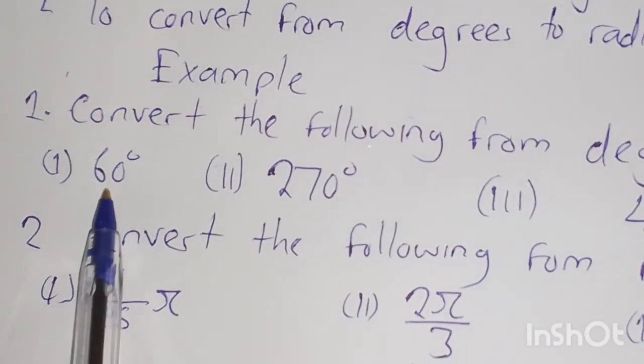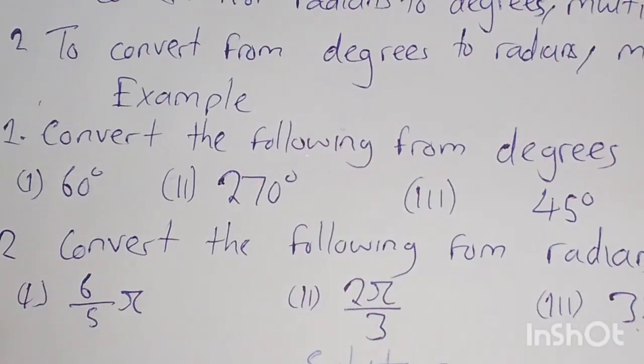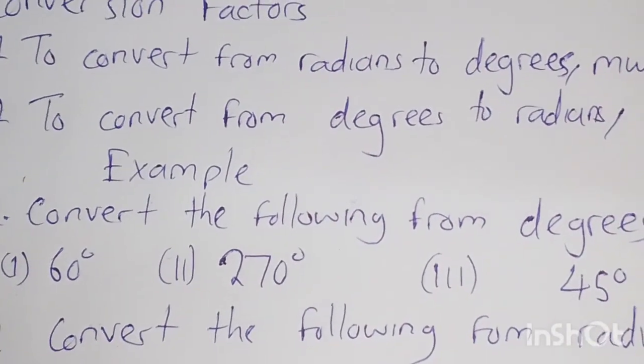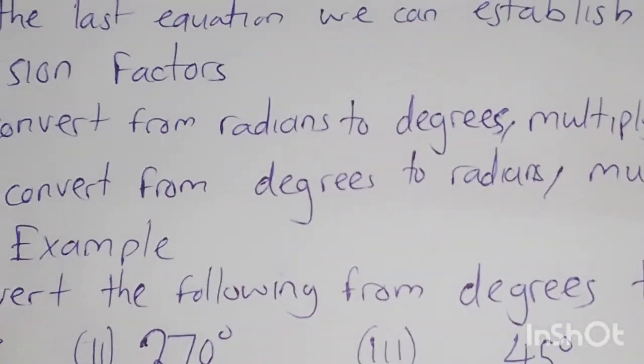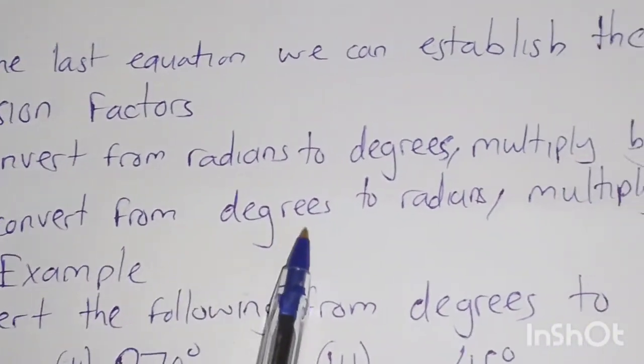So we have 60 degrees. We have to convert 60 degrees to radians. So how do we do it? We go by the second conversion factor. The second conversion factor is to convert from degrees to radians.